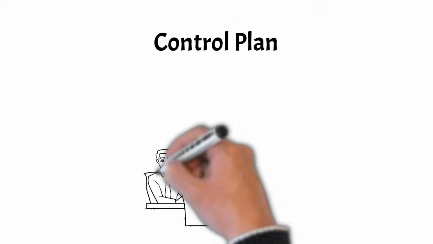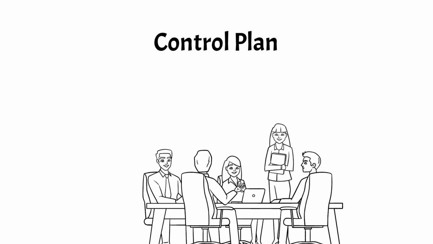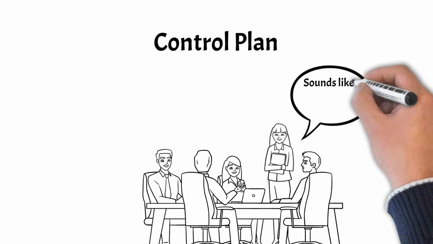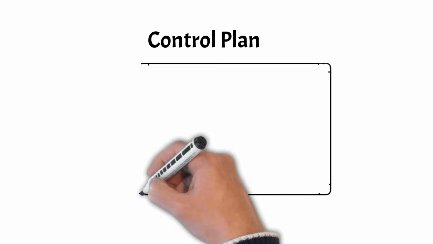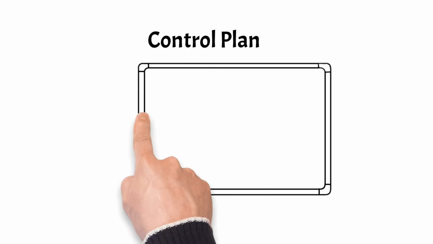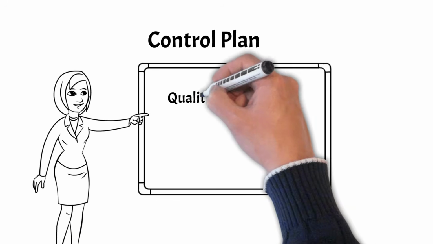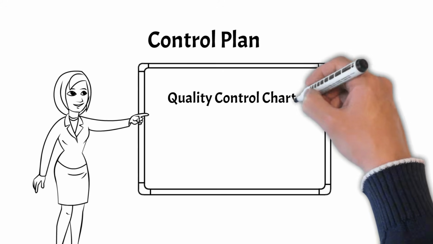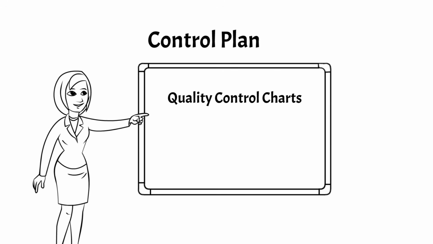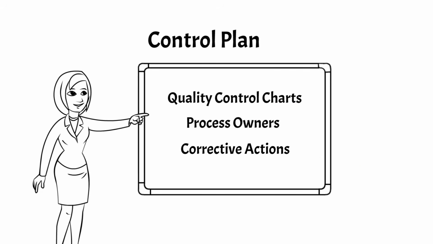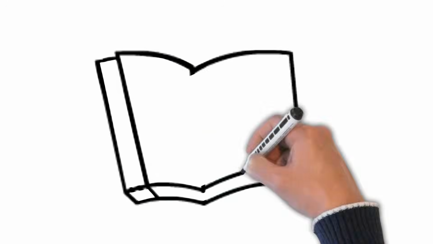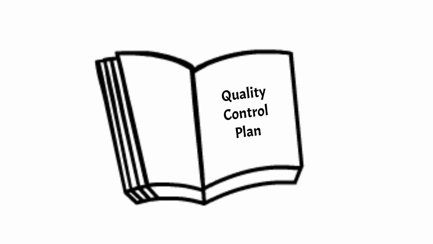Control plan. A control plan goes one step beyond the control chart. It takes the 30,000-foot view and focuses on managing the entire quality control process. As such, it goes beyond establishing quality control charts. It identifies the process owners responsible for the process, as well as the corrective actions that should be taken when an out-of-control signal is observed. The outcome is a formal control plan.